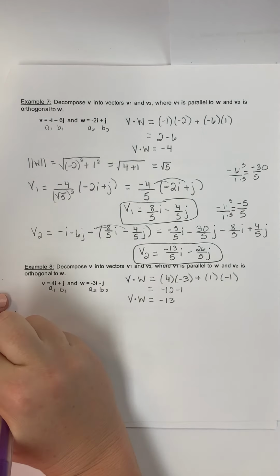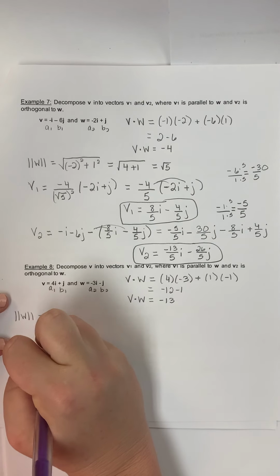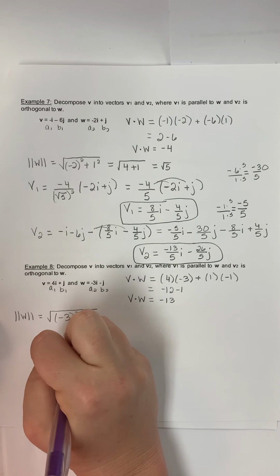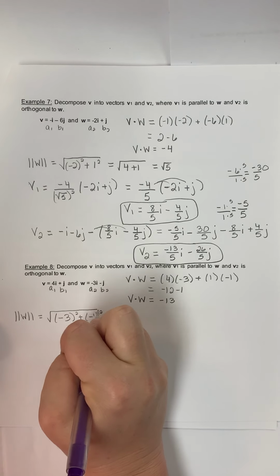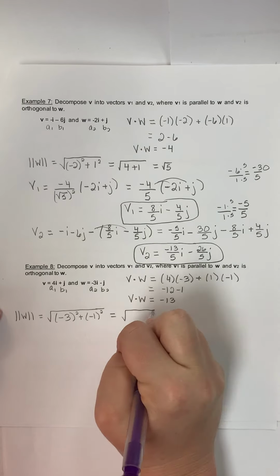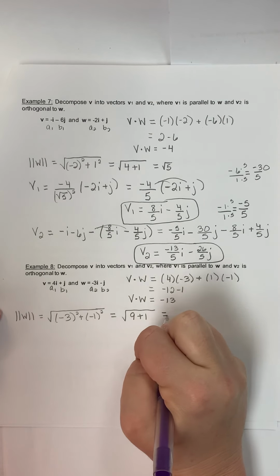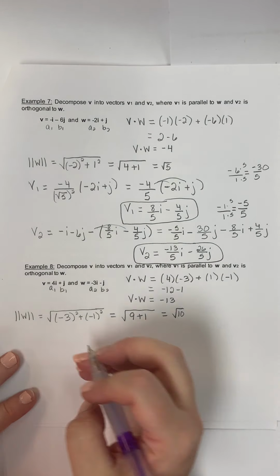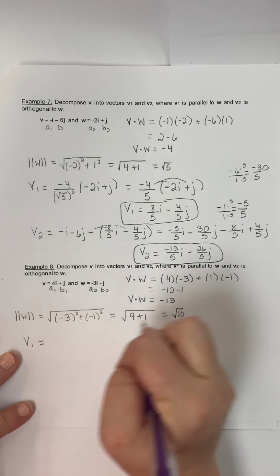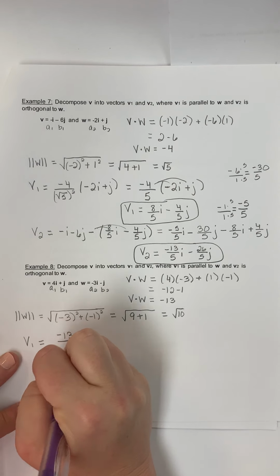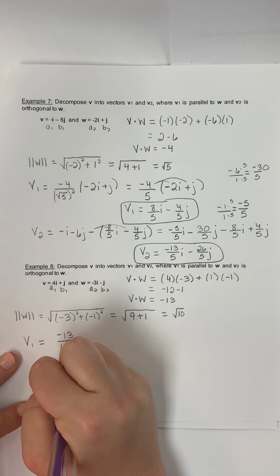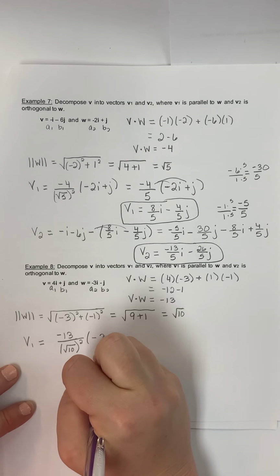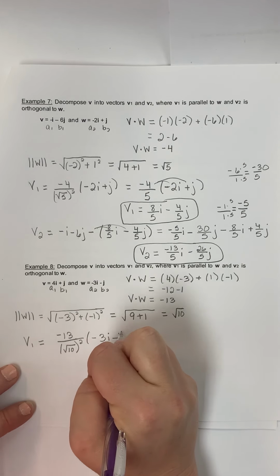Okay, now I need the magnitude of W. I'm going to take negative 3 squared plus a negative 1 squared. This is going to give me 9 plus 1. That's a square root of 10. Okay. Now I'm going to find V1. My dot product is my numerator. I'm going to have square root of 10 in the denominator, but I got to square it. And then I'm going to multiply that by the vector W.